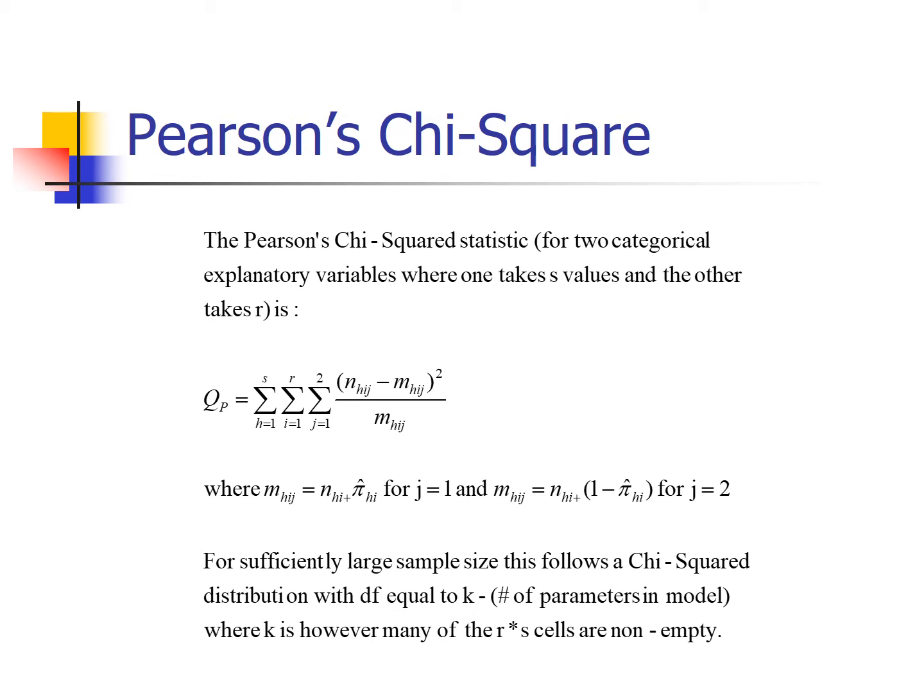Now we can show for a sufficiently large sample size that this follows a chi-square distribution whose degrees of freedom are equal to k minus the number of parameters in our model. That number of parameters in our model includes the y-intercept. And k is however many of the R by S cells are non-empty, which is typically all of them, but in the situation of small data sets may not necessarily be so.